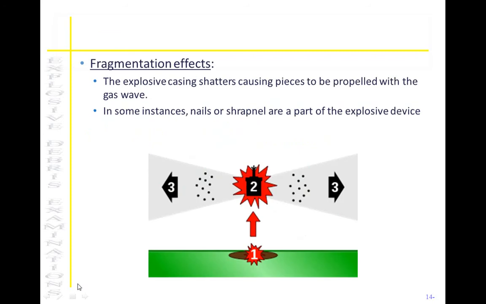There may also be fragmentation effects that occur. This is because the explosion is going to shatter different things, causing pieces to be propelled with that gas wave itself. In a lot of instances, nails or shrapnel are going to be in the explosive device, so these may be part of the fragmentation that is getting propelled.